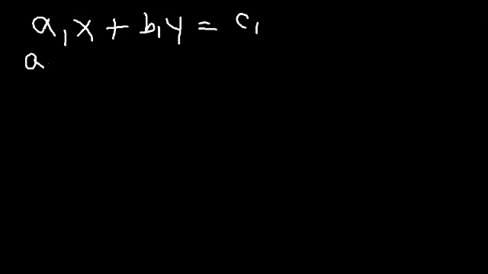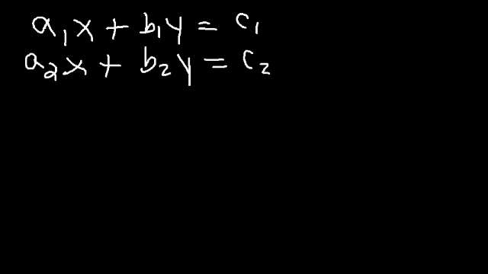Now, in this video, we're going to go over Cramer's rule, and we're going to apply it to solve systems of equations with 2 variables and 3 variables. So let's start with a 2-variable system. Let's say we have the 2 equations a1x plus b1y is equal to c1, and also a2x plus b2y is equal to c2.